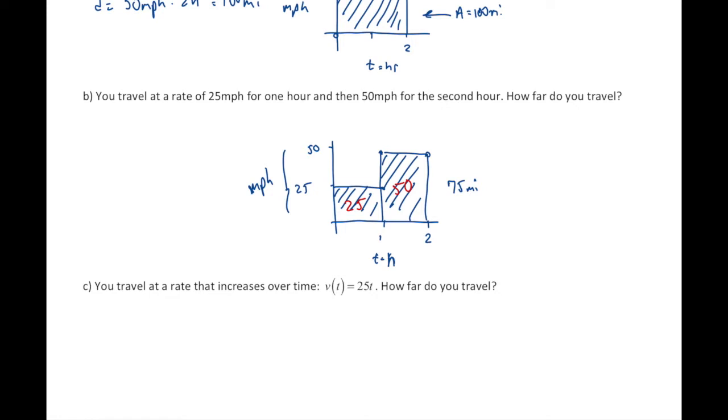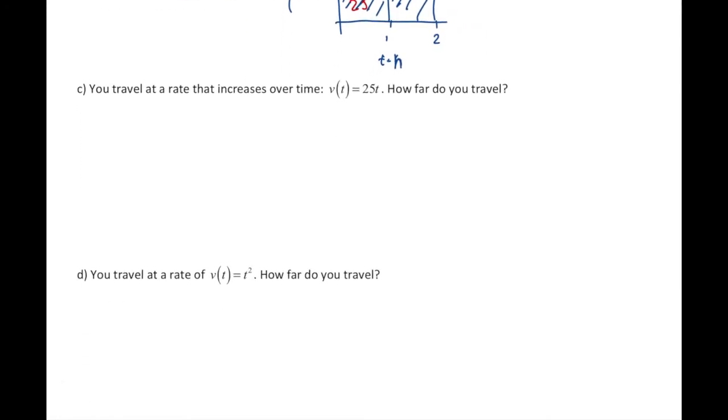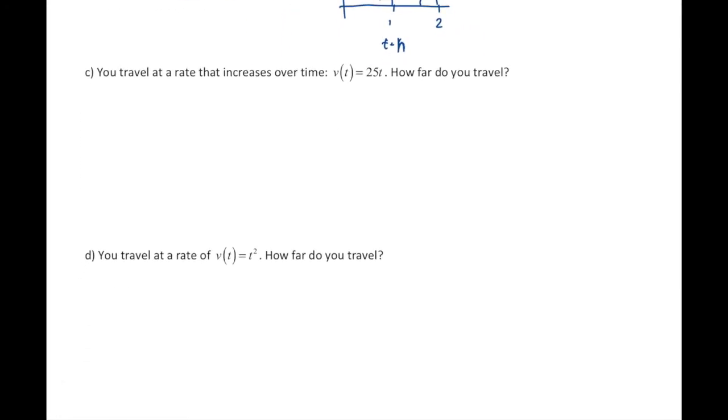But what if it's not constant like that? What if we travel at a rate that increases over time? Now, I'm saying our velocity is given by 25t. So that means after 1 hour, we are traveling at 25 miles per hour. At 2 hours, we're now traveling at 50 miles per hour. I'm just going to keep the same time, hours, miles per hour.